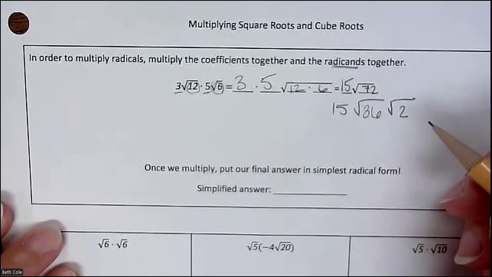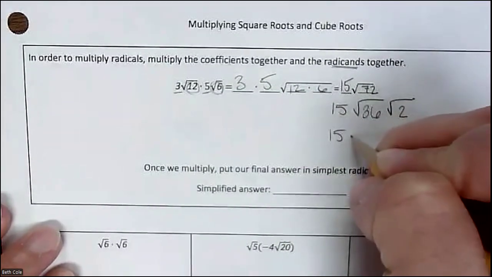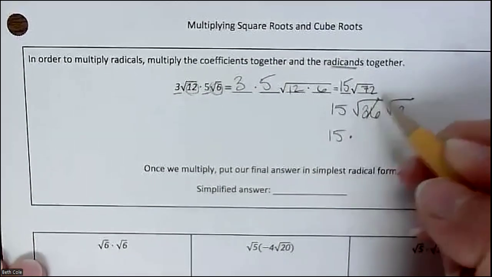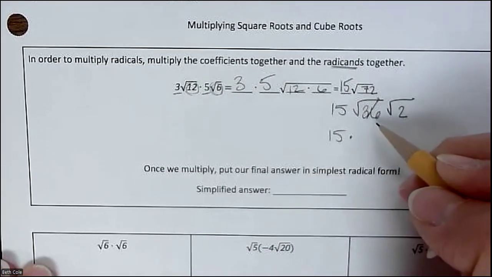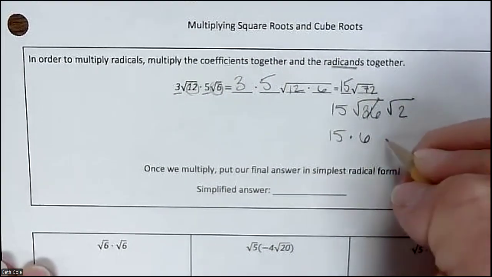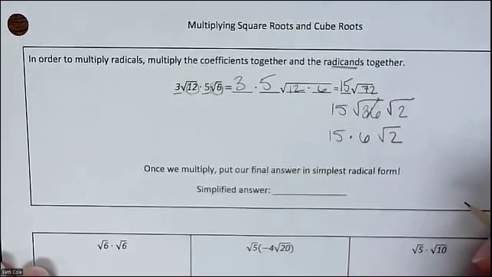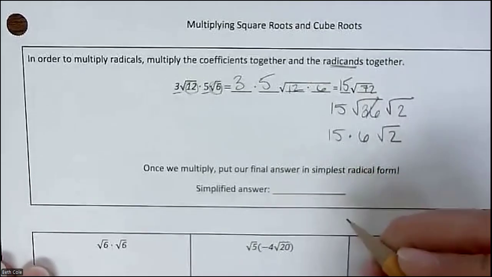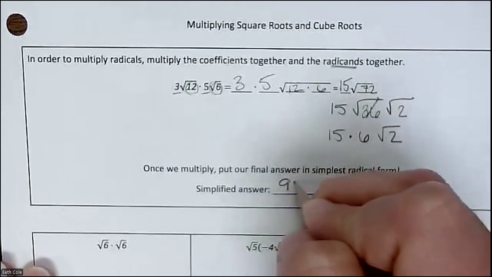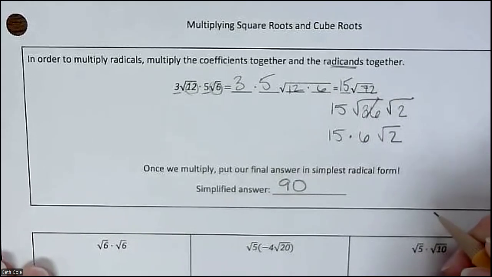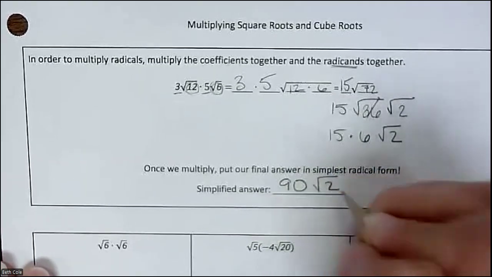Shh. Hey. So the 15 is just there. You're going to put a little dot. What is your square root of 36? It is 6. Thank you. Square root of 2. And then we're going to do 15 times 6, which is 90. So 90 square root of 2.